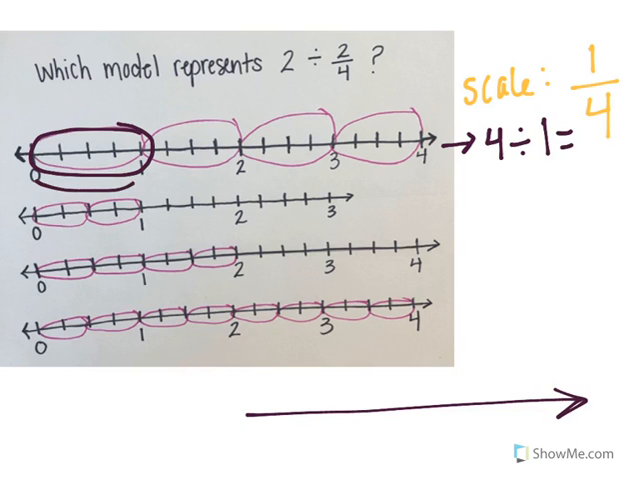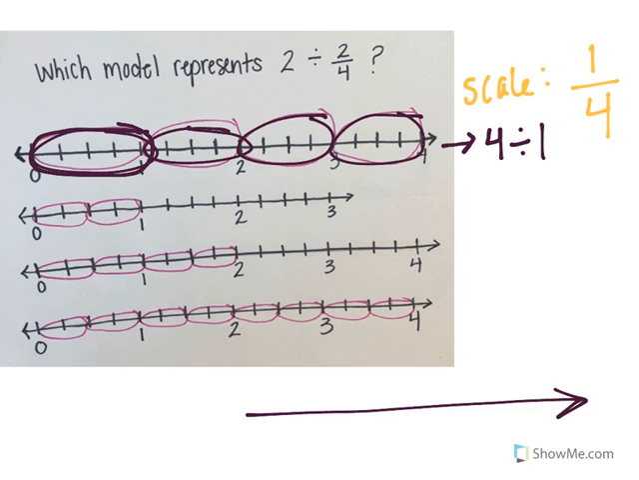Because I go from 0 to 1. And then I can also double check because I know that 4 divided by 1 is 4. How many total circles are on this number line? 1, 2, 3, 4. Okay, so does this match our expression up here? No. So this first one is not going to work.